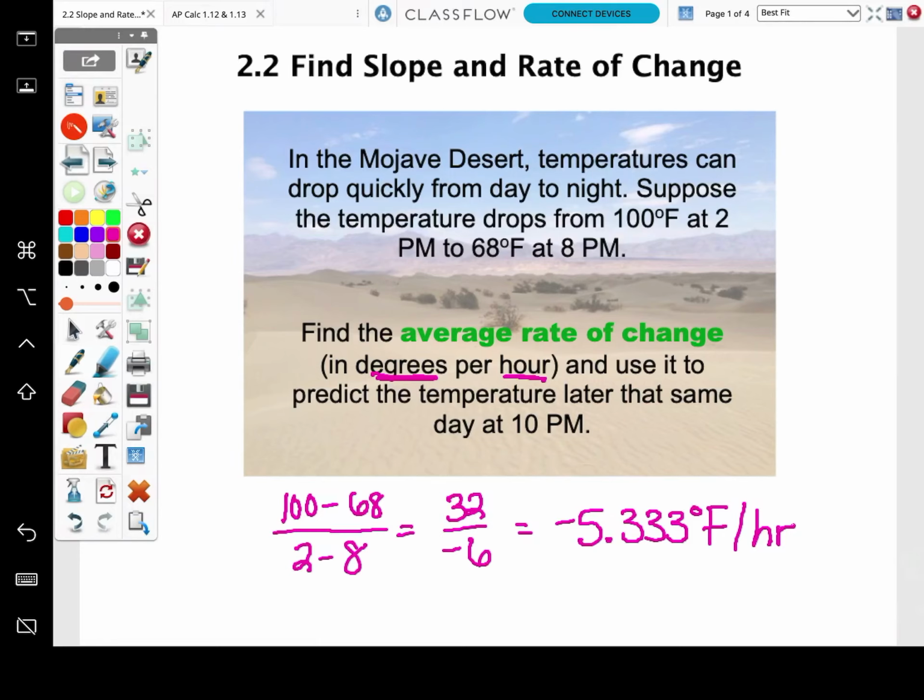Okay, so that negative just means that it's dropping, of course, and 3 decimal points is a really good way of rounding in Algebra 2, so let's go ahead and just use 3 decimal points when necessary.